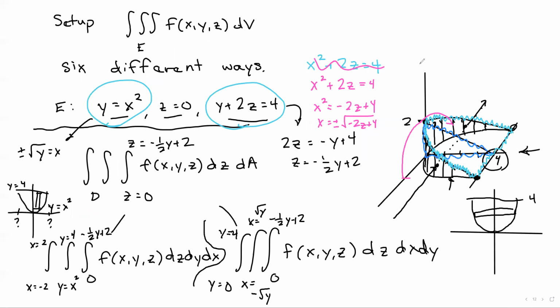I've drawn it in pink on here, but we can just really quickly sketch it right here. So it looks like this, where this is x squared plus 2z equals 4. Okay, and so what we just did is we went this way.